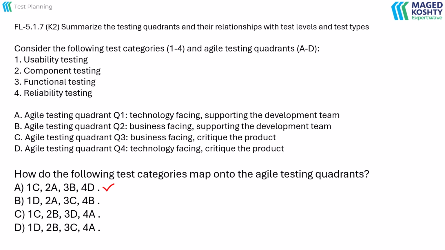3. Functional testing maps to Q2, business facing, supporting the development. Correct. 4. Reliability testing maps to Q4, technology facing, critique the product. Correct.